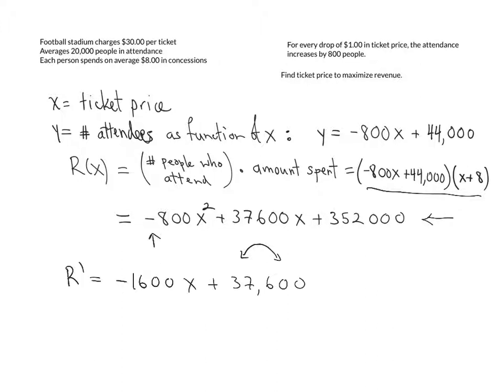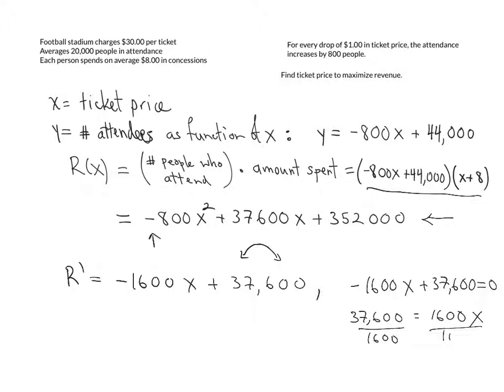So let's do it. The derivative is negative 1600x plus 37,600. I need to set that equal to 0, which I can simplify. Dividing by 1,600, I find the answer, $23.50. So the maximum revenue is achieved by setting the ticket price at $23.50. And if you want to know how much money is generated, you take that number, $23.50, and put it back into the revenue function, which gives $793,800.